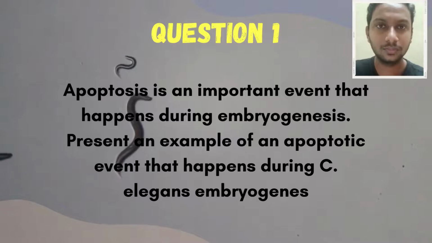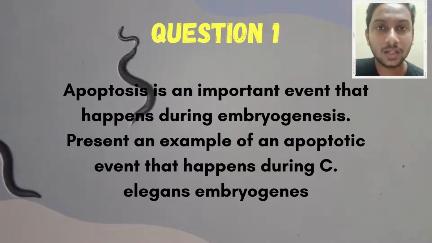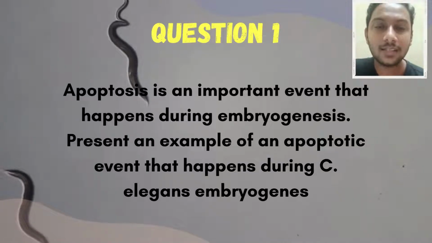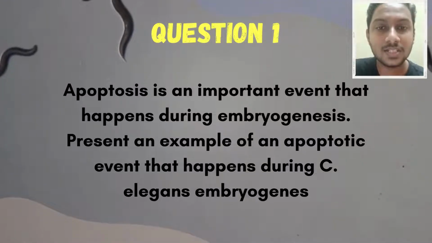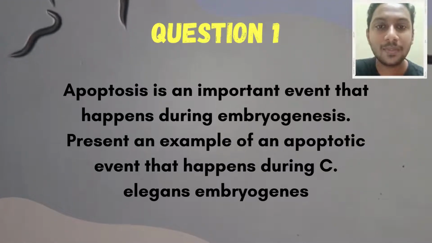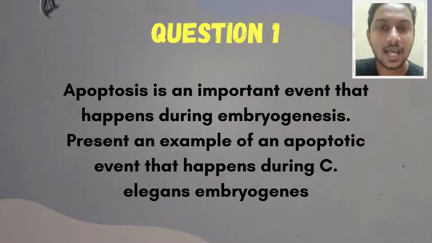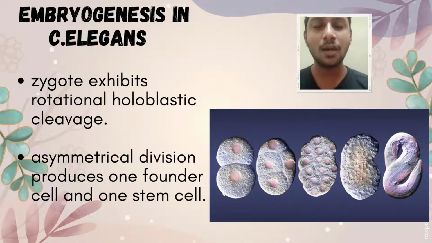Sadanandan. We took question 1 to present today, and the question is: Apoptosis is an important event that happens during embryogenesis. Present an example of apoptosis that happens during C. elegans embryogenesis. Next, we discuss the process of embryogenesis in C. elegans.